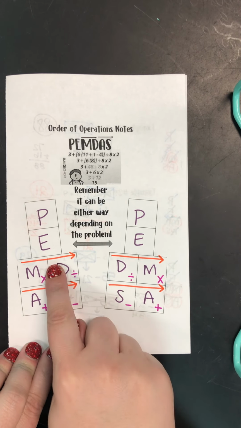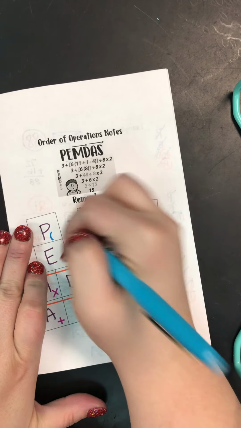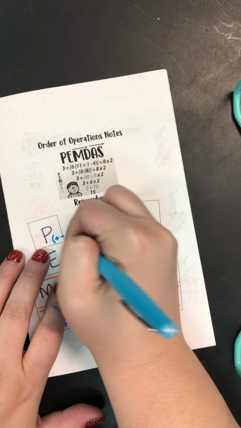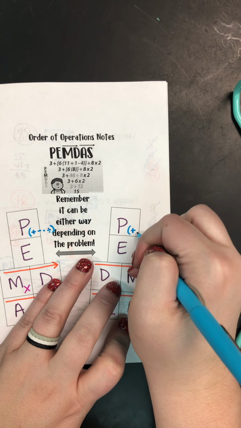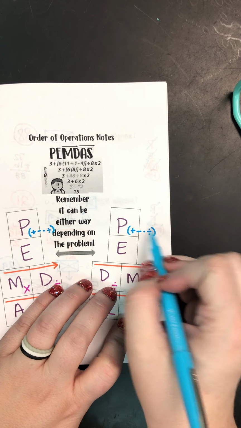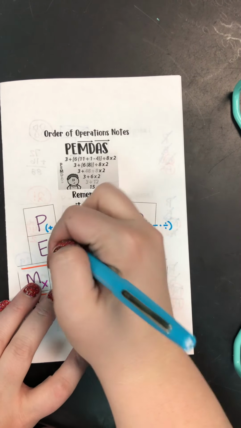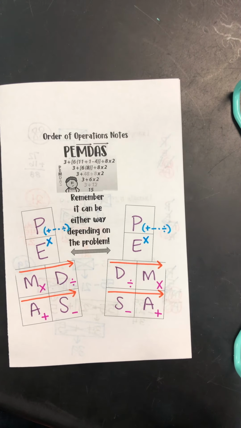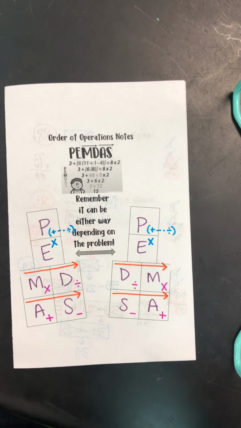So now we're going to talk about our parentheses and our exponents. Remember, when we have parentheses, there has to be some operation inside the parentheses in order for them to be considered parentheses. So we have to have an add, a subtract, a multiply, or divide inside the parentheses. And remember, an exponent is the tiny number at the top of your base number. So we're going to throw in our parentheses and our exponents today.